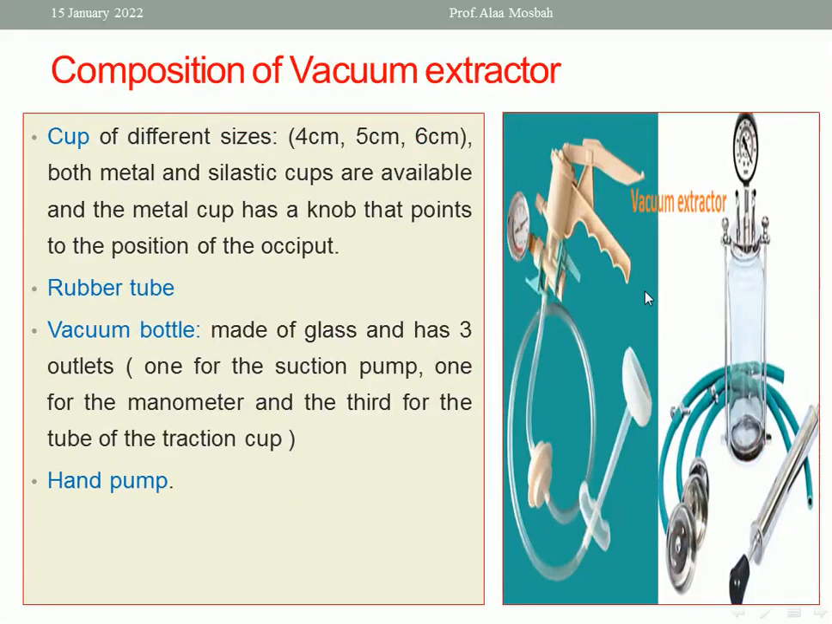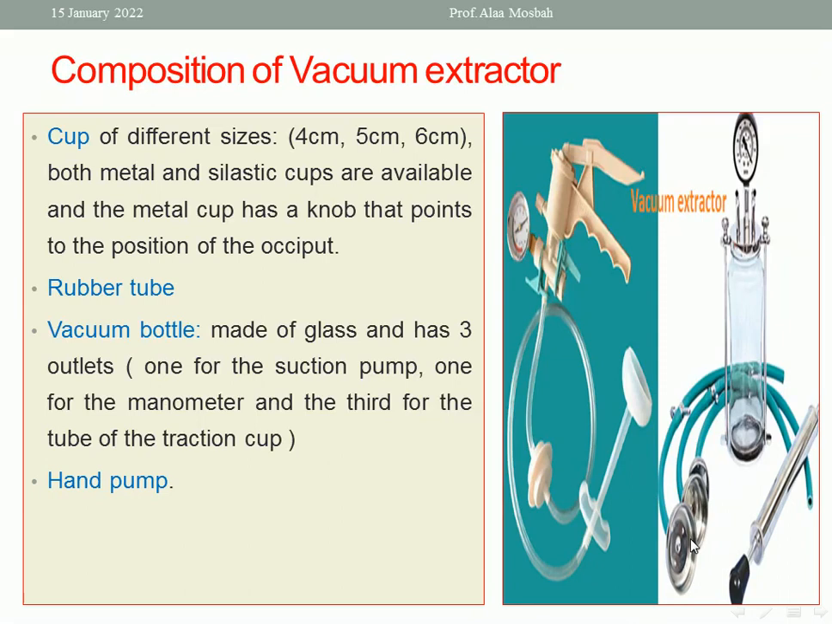Okay, what is the composition of the vacuum extractor? Look at this picture, please. Here is the cup, a metal cup of different sizes, maybe 4, 5, or 6 centimeters, or a silastic cup, silicone rubber cup, which is less injurious to the scalp of the baby. But the metal cup is more suitable if there is a large caput on the fetal scalp. The metal cup will be more suitable, but it causes more disfiguration of the fetal scalp than the silastic cup.